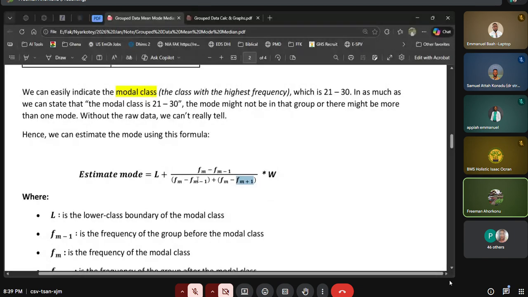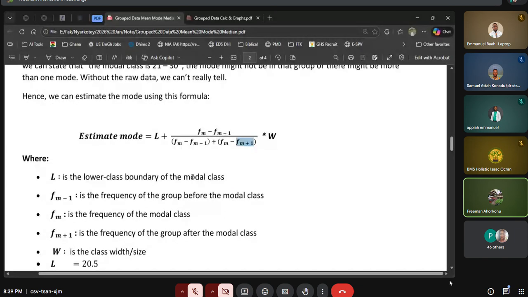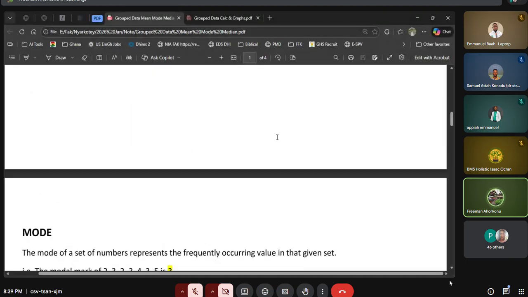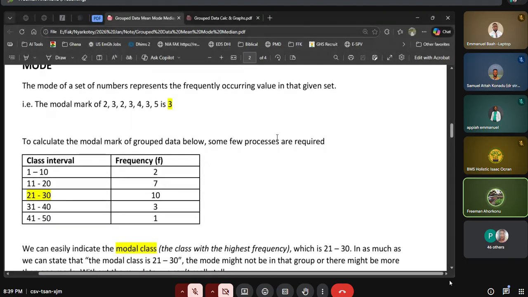Then we are saying the W is what? The class size or the class width. And I told you that for the class width, what you can do is subtract the lower class boundary from the upper class boundary. Even if you forget, just remember the size of the class. What is the class? The class is here, 1 to 10. How many numbers can be here? We have 1, 2, 3, 4, 5, 6, 7, 8, 9, 10. There are 10 different numbers that can be there.